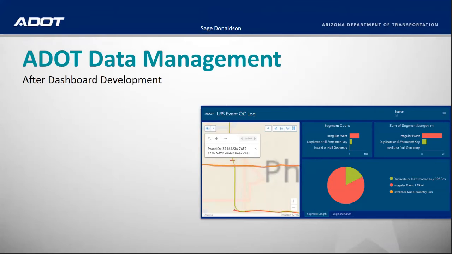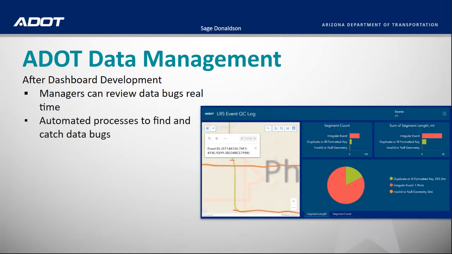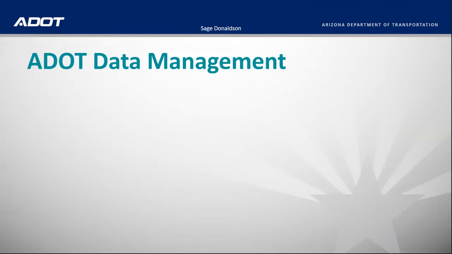So now we have these QC dashboards in place, and this has allowed managers, in real time, to review data errors and data bugs. Automated processes have been put in place to find and catch data errors and data bugs. It has also allowed us to prioritize data issues to tackle the higher order items, as well as categorize data errors and data issues to best know what to focus on.